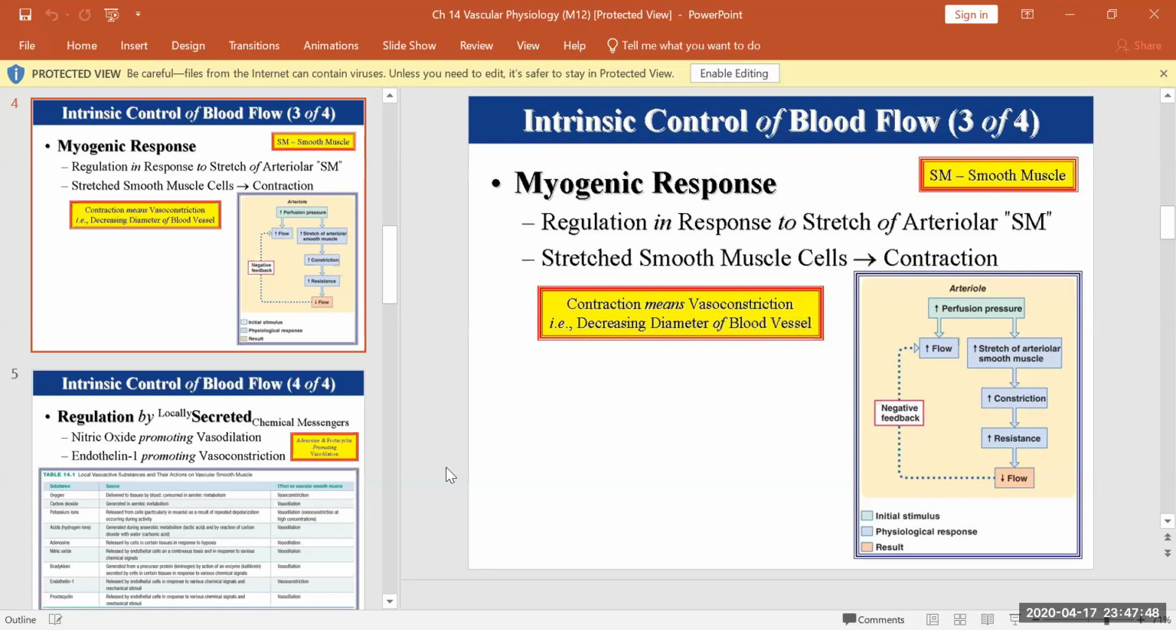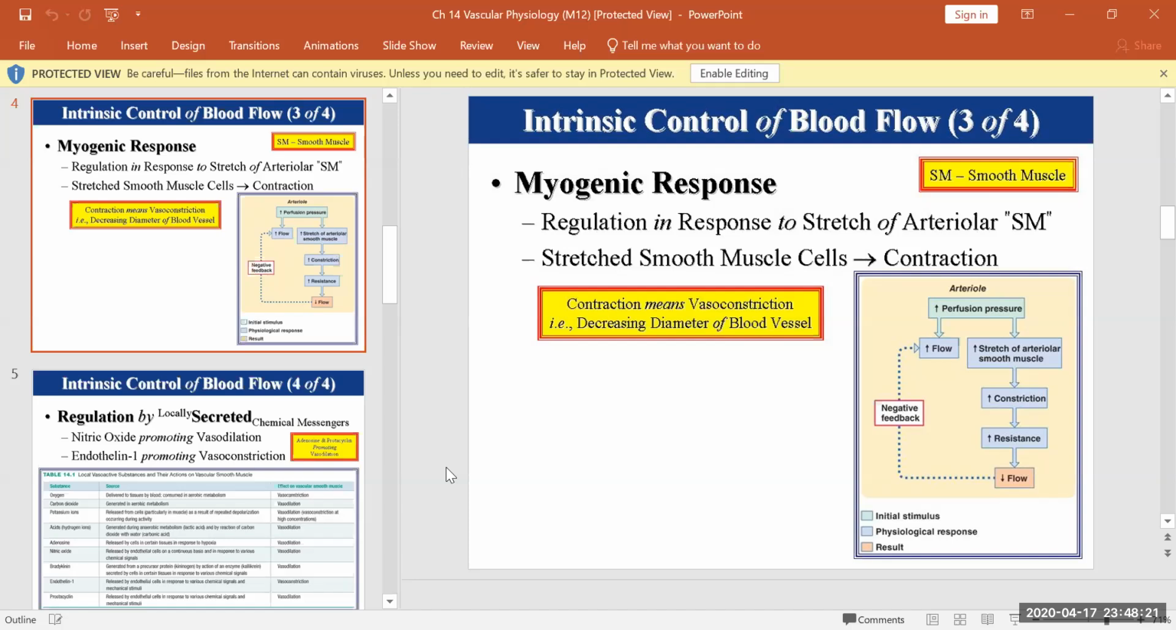When you stretch them out, they respond by constricting, right? So when you stretch the wall of the blood vessels out, the smooth muscle will contract. In this case, we call it vasoconstriction, meaning the diameter of your blood vessels becomes smaller, okay? So contraction in the vascular bed we call vasoconstriction.